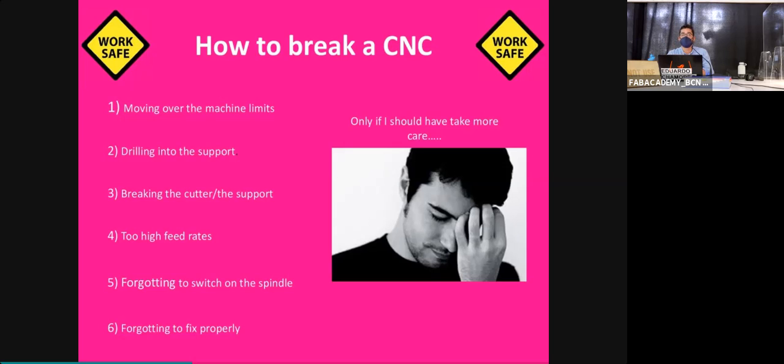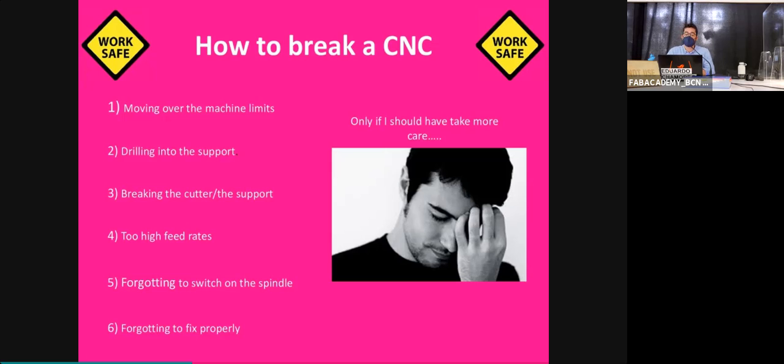Breaking the cutter by cutting too fast or too slow. Forgetting to switch on the spindle. This depends on the machine, but with some motors you have to double check the on procedure, so the machine doesn't start automatically. In this case, we don't have that.